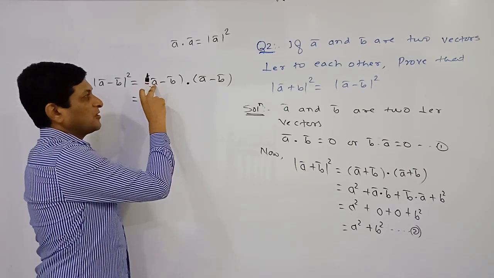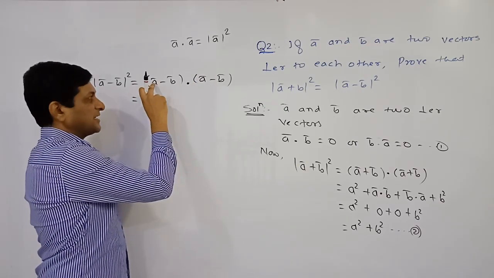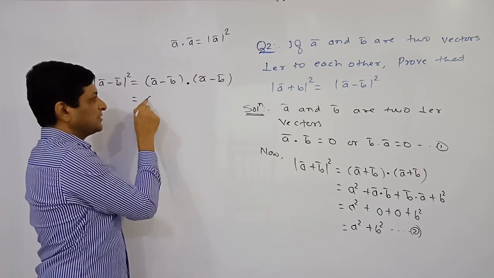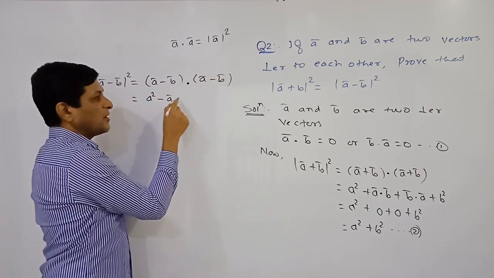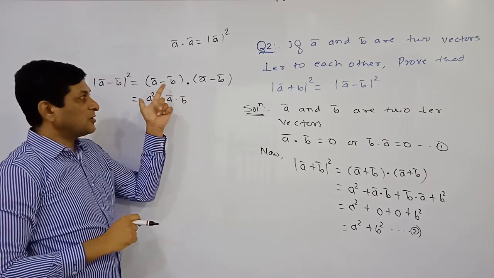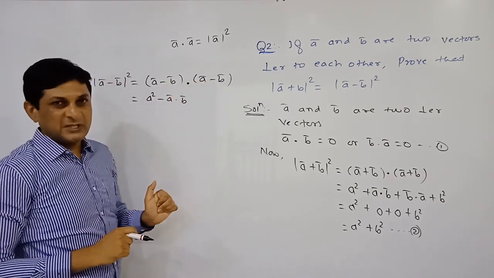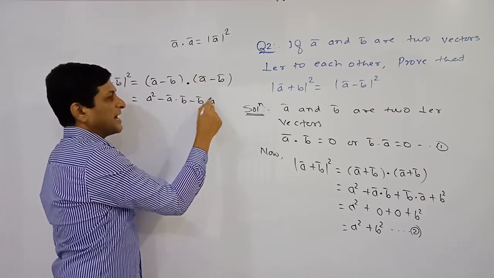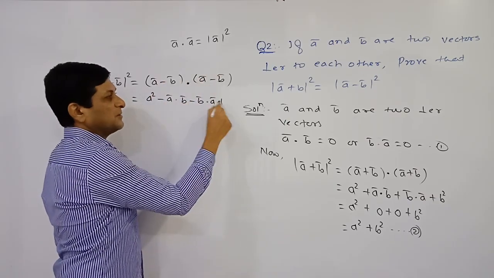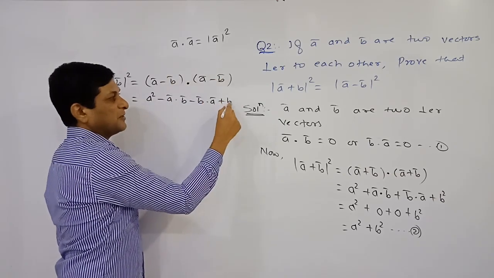First take the dot product of a bar with both the terms in this bracket. So what will we get? A bar dot a bar is equal to a square. A bar dot minus b bar is minus a bar dot b bar. Now take the dot product of this minus b bar with both the terms in this bracket. Minus b bar dot a bar is minus b bar dot a bar. Here minus into minus will become plus, and b bar dot b bar will be equal to b square.